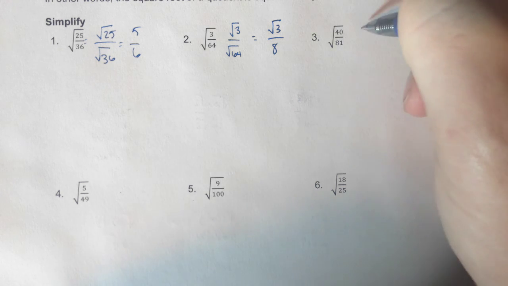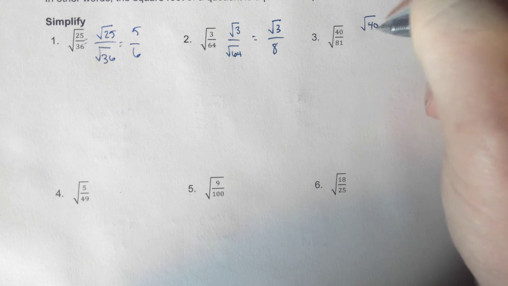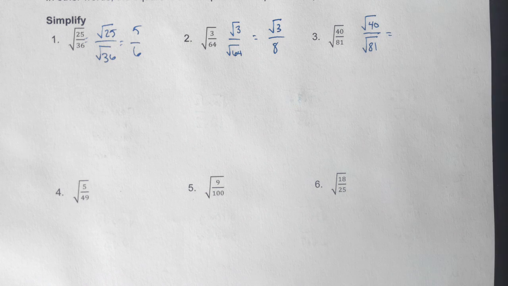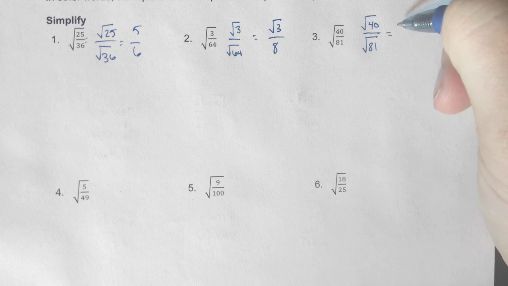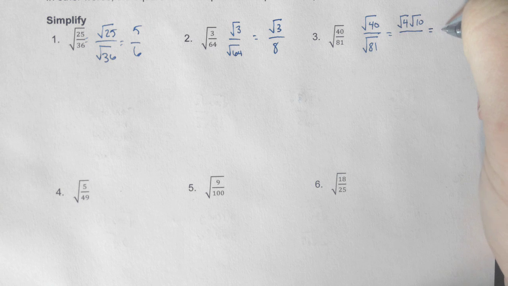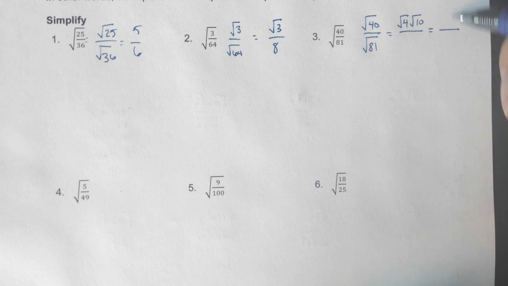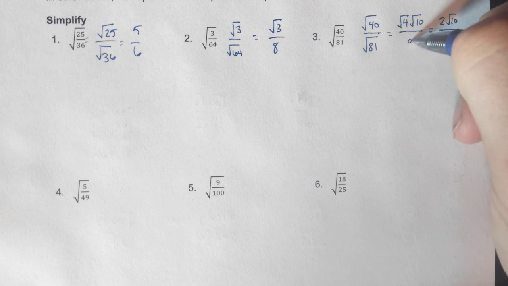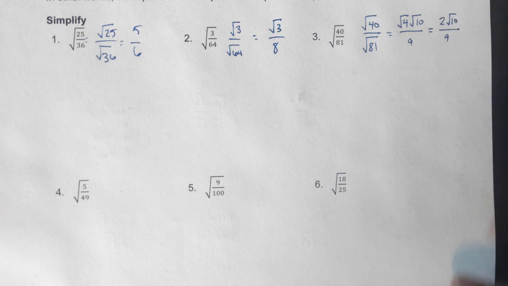On number 3 here, you're going to say that's the square root of 40 on top, the square root of 81 on bottom. So let's look at that top. Is there a perfect square that divides 40? And you say yes. What divides 40? 4 times 10 is 40. What's the square root of 4? 2. So 2 square root of 10. On bottom, what's the square root of 81? It's 9. That doesn't simplify any. And that's as far as you can go.